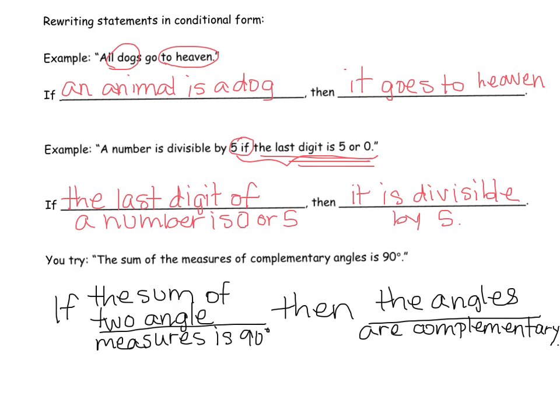But really, this is how a definition works. If it goes both ways, we call it the definition. So we know that the sum of two angle measures is 90 degrees. That makes the angles complementary. And in fact, we could also say, if two angles are complementary, then their angles add to 90 degrees. So if you wrote that, that's also correct.